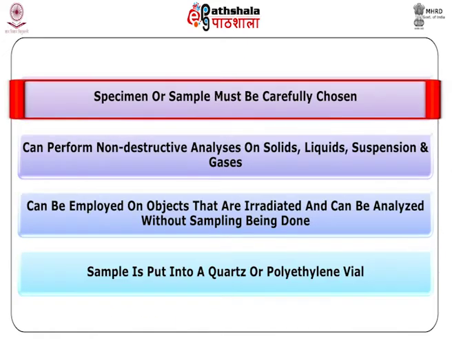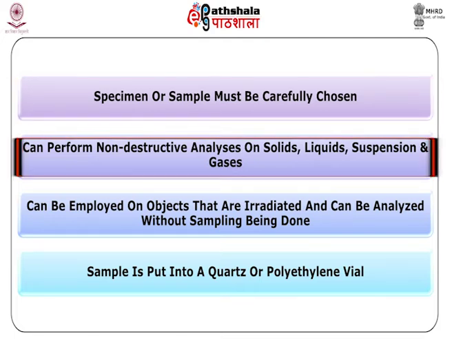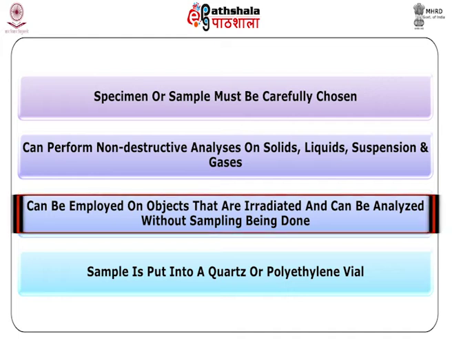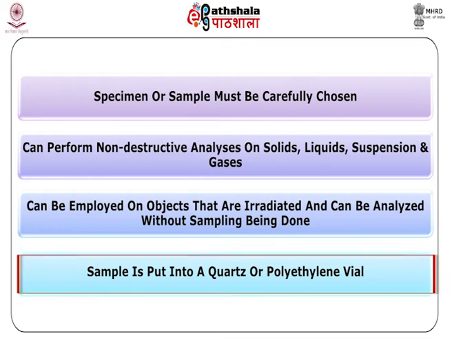For the analysis to be effective, the specimen or sample must be carefully chosen. NAA can perform non destructive analysis on solids, liquids, suspensions, and gases with no or minimal preparation. Also, this procedure can be employed on objects that are irradiated and can be analyzed without any sampling being done. About 50 milligrams is a sufficient sample. The sample is put into a quartz or polyethylene vial.